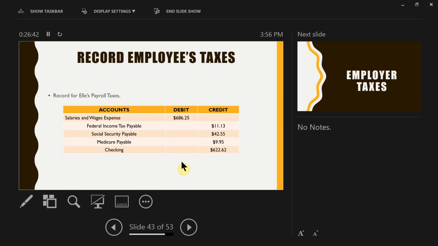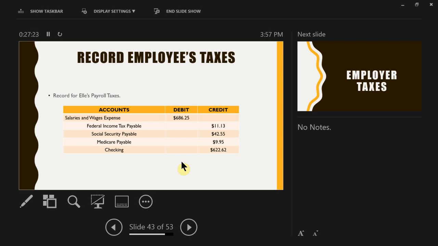Okay, now notice this. Why is my federal income tax a payable? Why is my Social Security a payable? And why is my Medicare a payable? Because this. Oh, go ahead. I was going to answer the question. No, go ahead. Answer the question. It's a payable because you're going to be paying it to the government. You're just taking this from Ellie, and then you're going to be paying this back to the government. Correct. It's not money that you own, okay? It's money that you're holding from her paycheck to pay for the government themselves, okay?